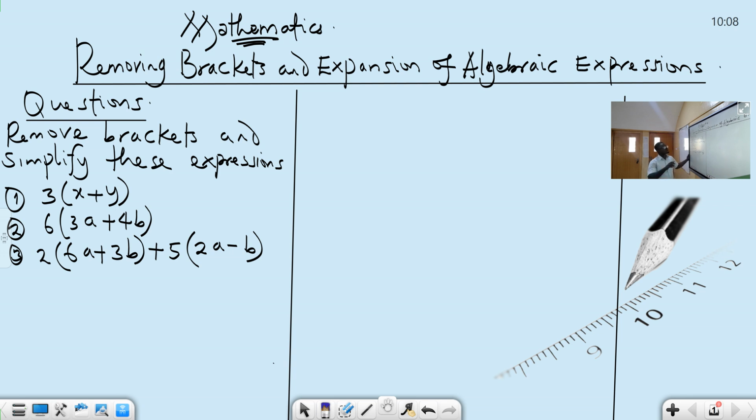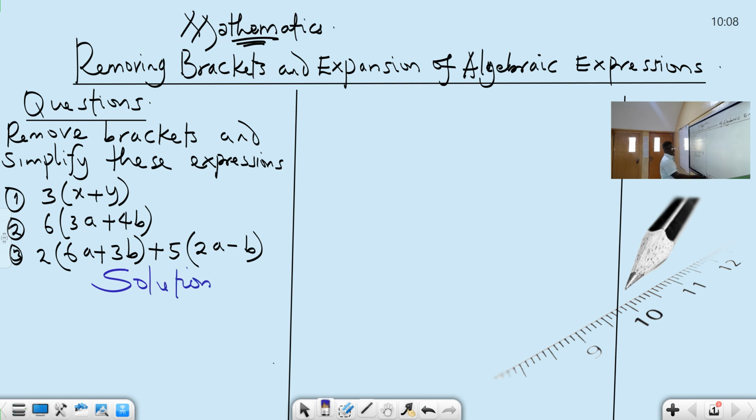But today my focus will be on removing brackets in algebraic expressions, as I noticed over time that a lot of students struggle with removing brackets when it comes to algebra: how to remove brackets, how to simplify an expression in brackets, and how to collect like terms and all of that. So we're going to look at one or two questions to tackle that this morning. I'd like you to follow through as I solve this.